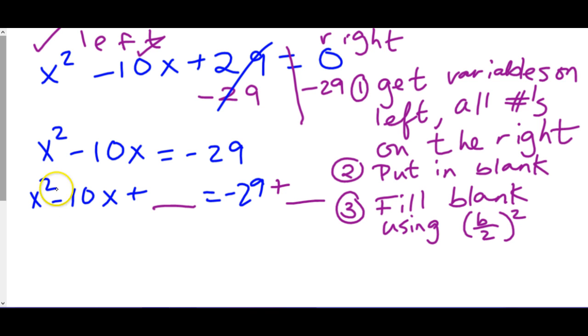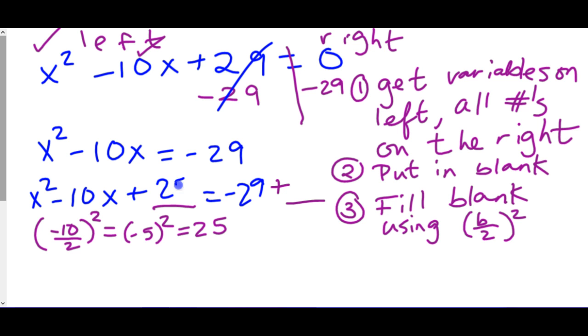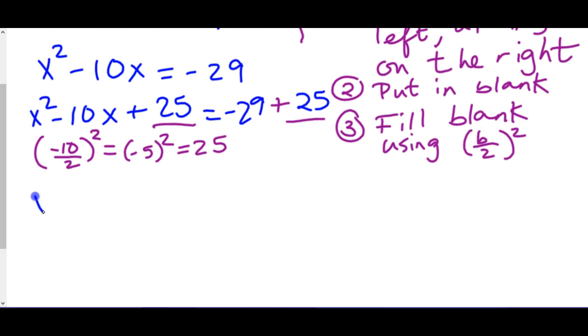So b was that middle number again. It's the number after x squared. So negative 10 divided by 2 squared. We divide first. Negative 10 divided by 2 is negative 5. Negative 5 squared is positive 25. So we're going to fill the blank spot with positive 25. So we get x squared minus 10x plus 25 equals negative 29 plus 25 is negative 4.